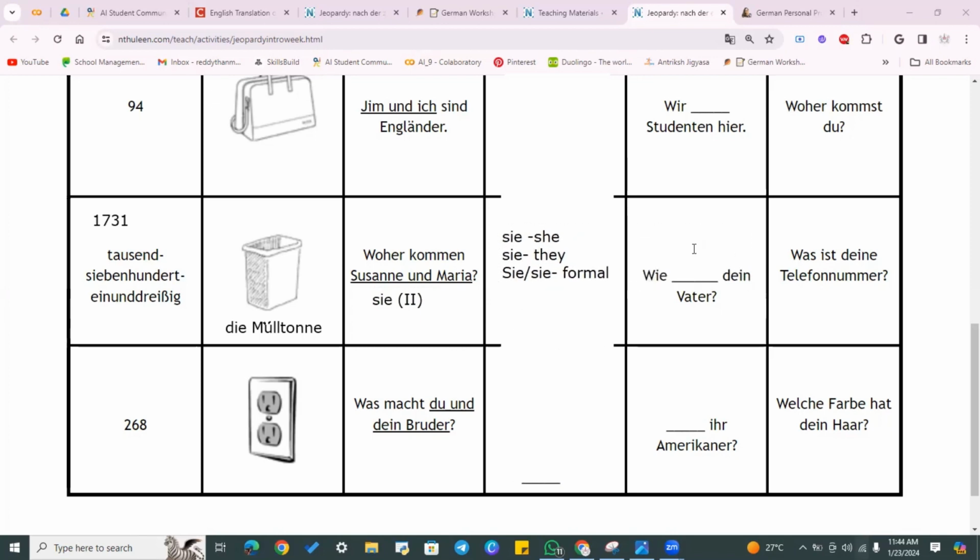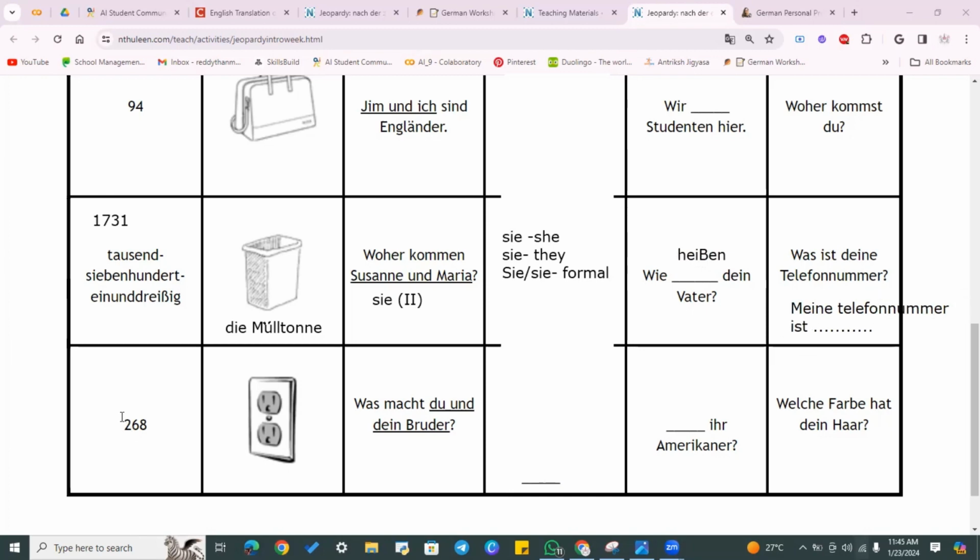Next. Wie heißt dein Vater? Was ist deine Telefonnummer? What does that mean? What is your telephone number or phone number? You would say, meine Telefonnummer ist so and so. Okay.